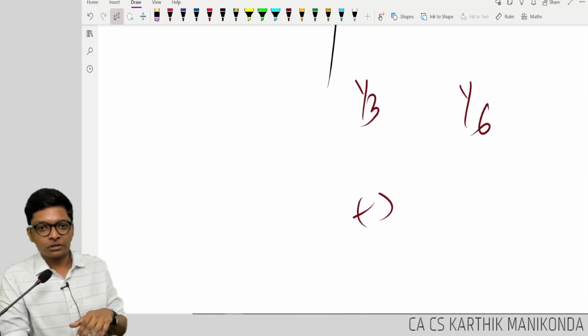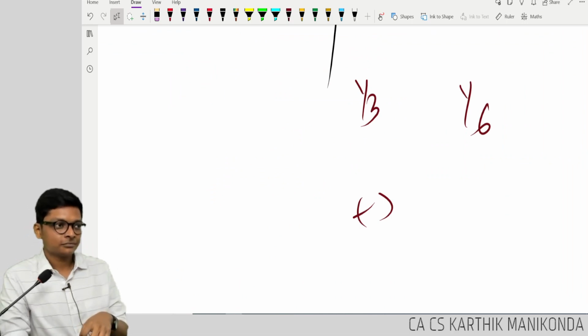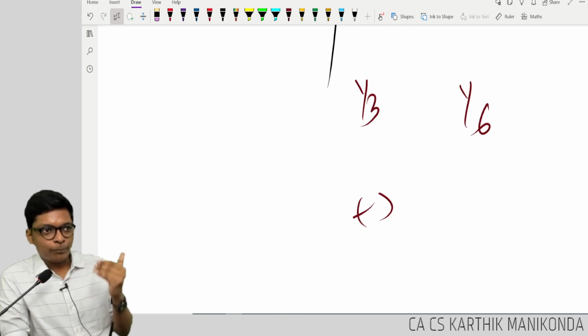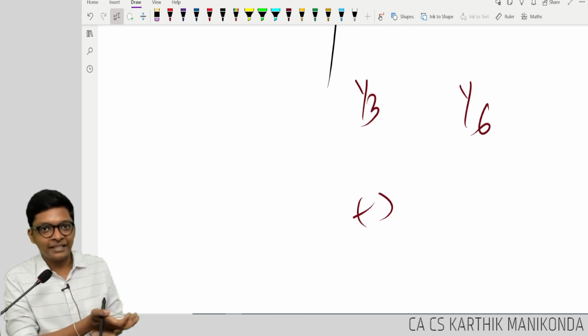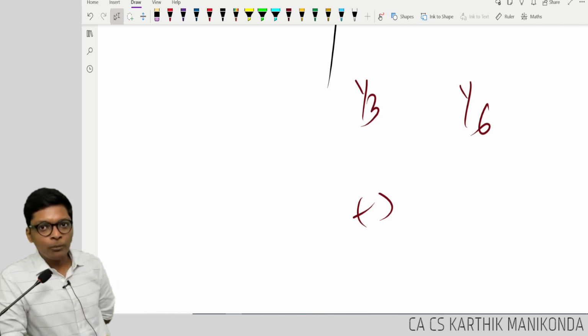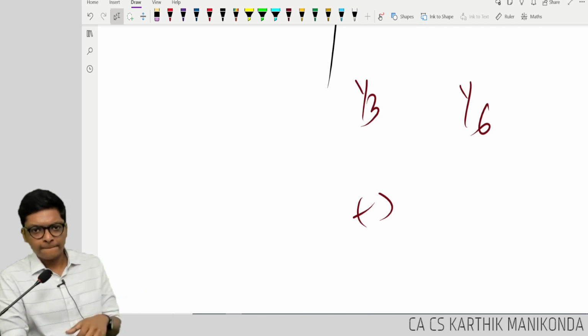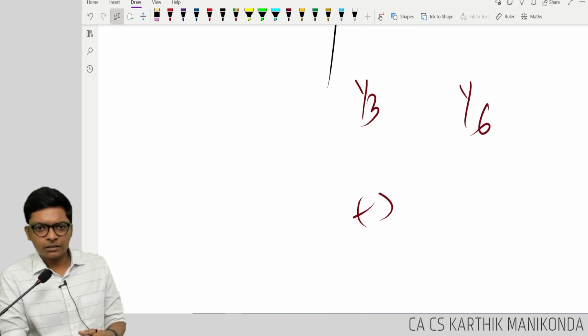Future cash flows. For how many years can I project? Are you following, guys? For how many years can I project the future cash flows? All this is theory. MCQ he can ask. How many years can I project, guys? 7 years? 10 years? My wish?